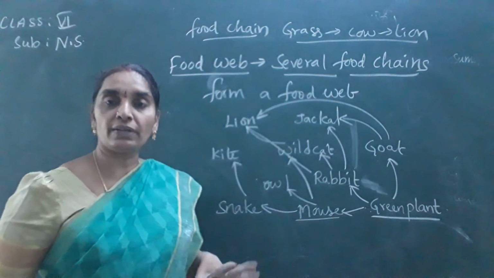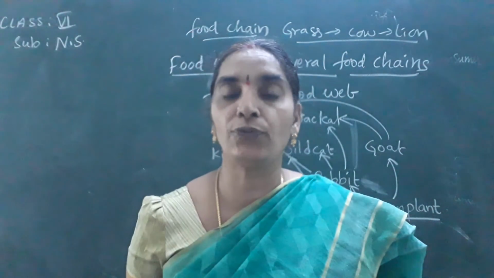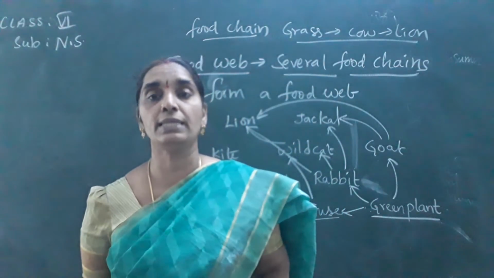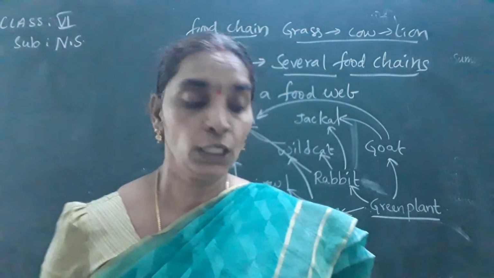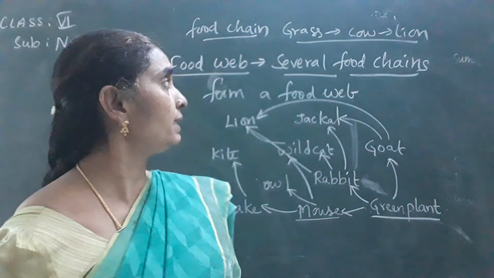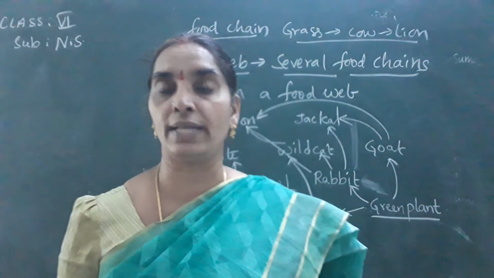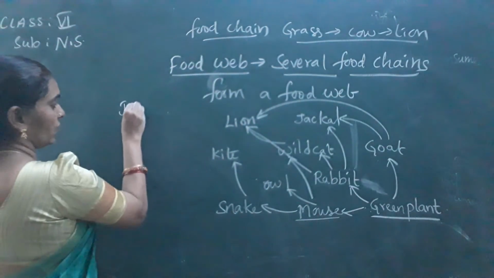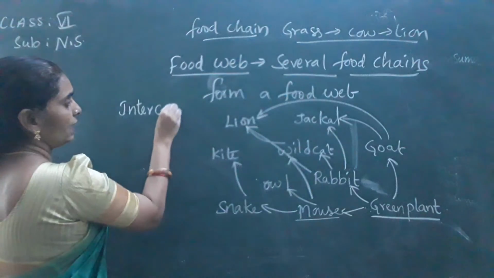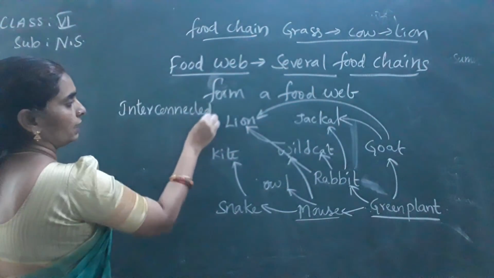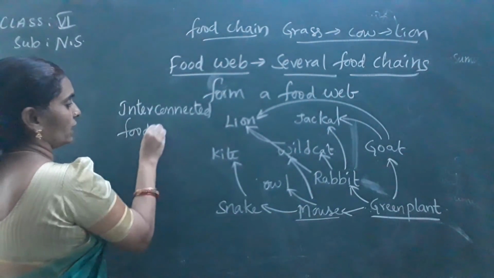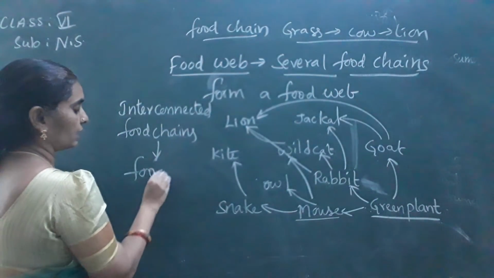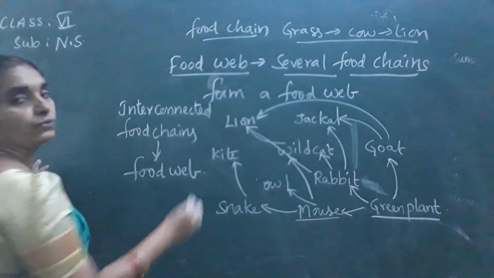So the several interlinks between the food chains form a food web. In a simple manner we can say that several food chains form a food web. This system of interconnected food chains is called a food web. What is a food web? Interconnected food chains. Interconnected food chains form a food web.